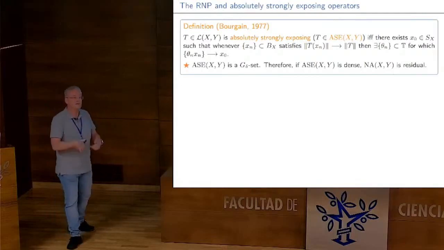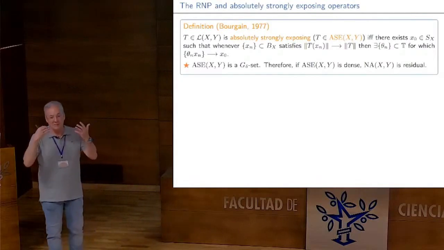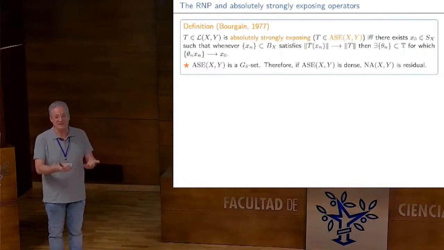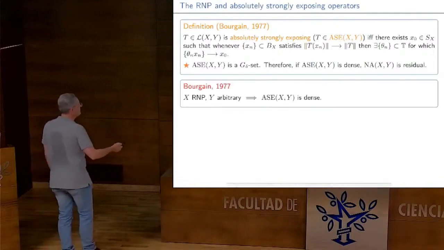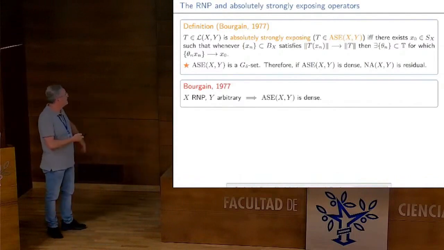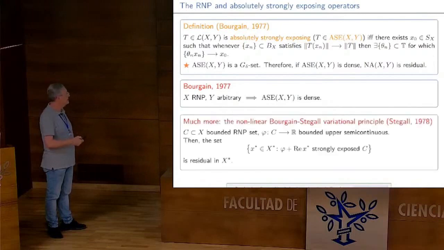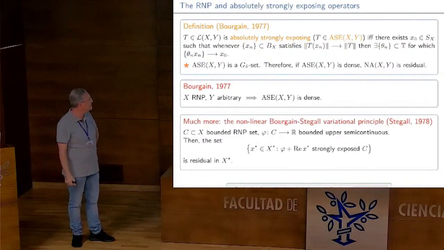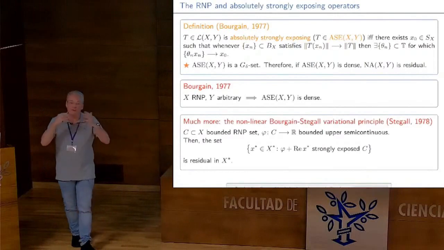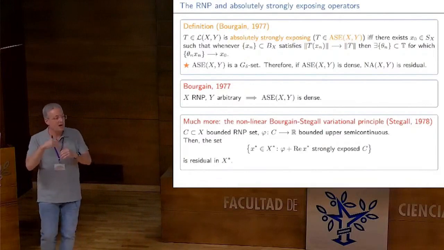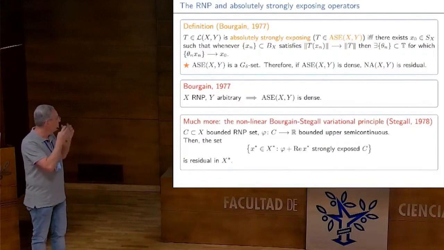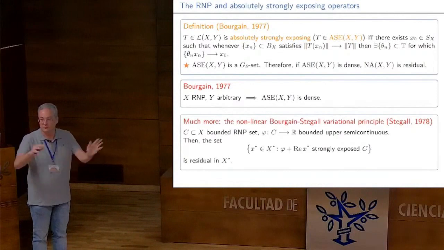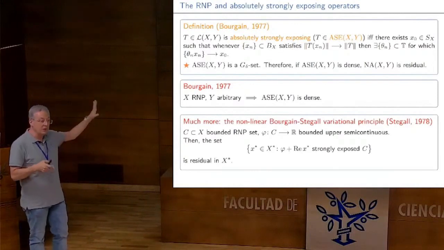And again, the good thing about residuality is that you can take a countable intersection of residual sets and get a residual set, so you get density of the countable intersection. This is the main point. Okay, so Bourgain proved that the RNP implies that the absolutely strongly exposing operators are dense, and it's much more than that: with the Bourgain-Stegall variational principle, you can approximate with a rank 1 perturbation any bounded upper semi-continuous function. So it is really, really general and really usable.